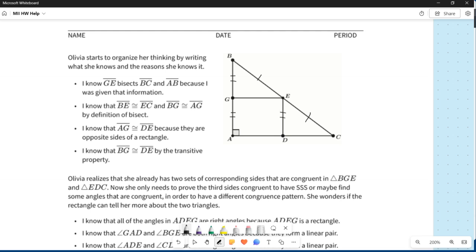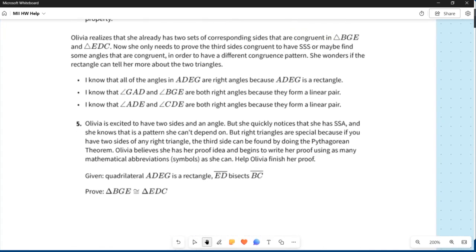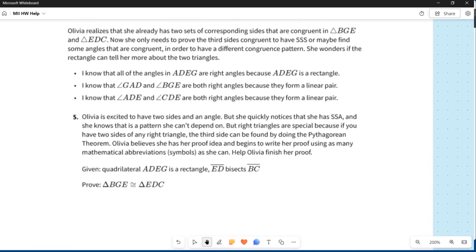So what this is referring to is, notice that in the triangle up top and in the triangle in the bottom right, we have two pairs of congruent sides. So that's what this piece is referring to here. Olivia realizes she already has two sets of corresponding sides that are congruent. Now, she only needs to prove that the third side is congruent to have side-angle-side.